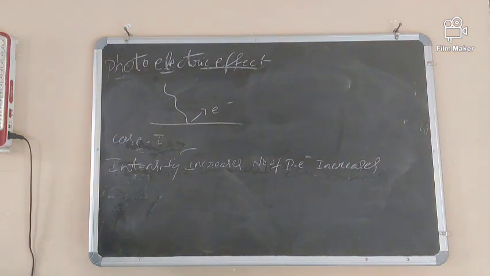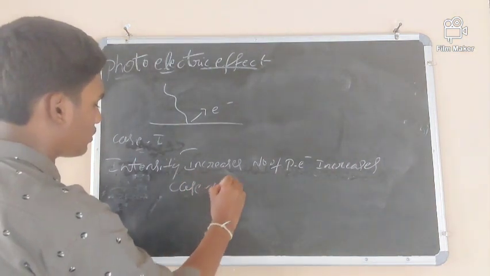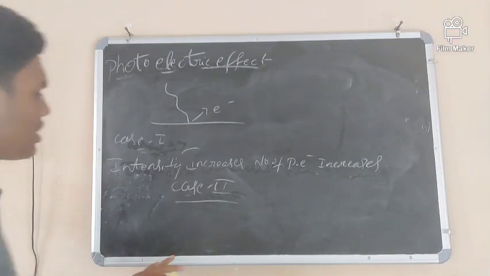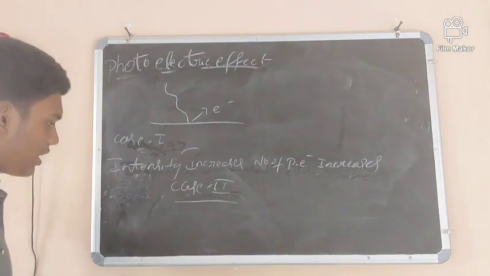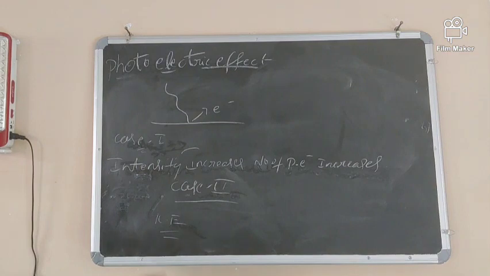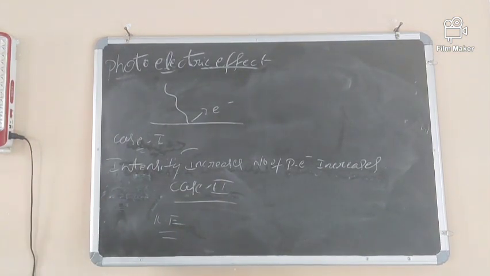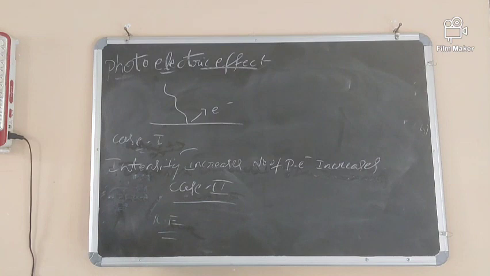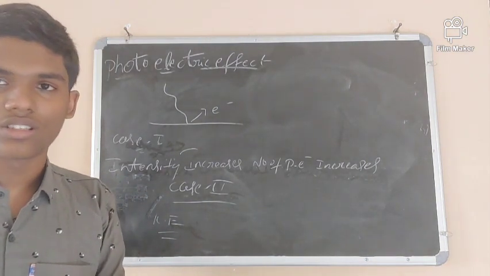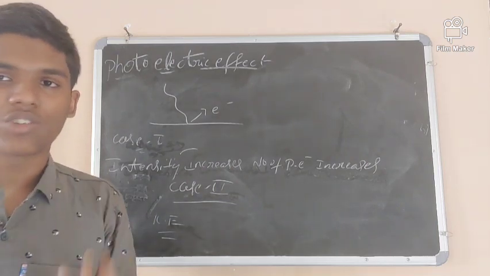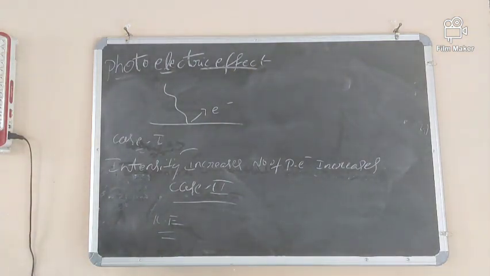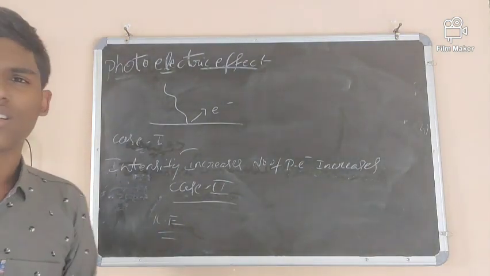This is case 1. Now let us see case 2. So the energy will not change, E is equal to h nu. And the kinetic energy also will not change with an increase of intensity, because just the number of photoelectrons is increasing. Okay, the energy is not changing, which means the work function also will not change, because the work function is the minimum energy required, a constant value only. The work function will not change.